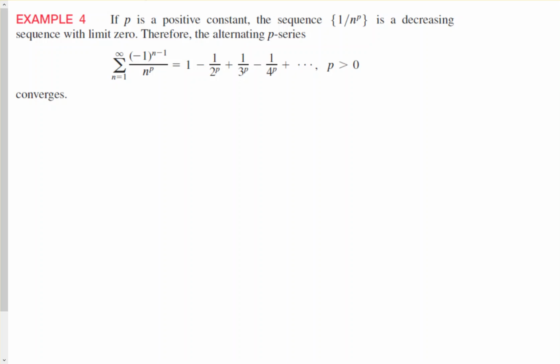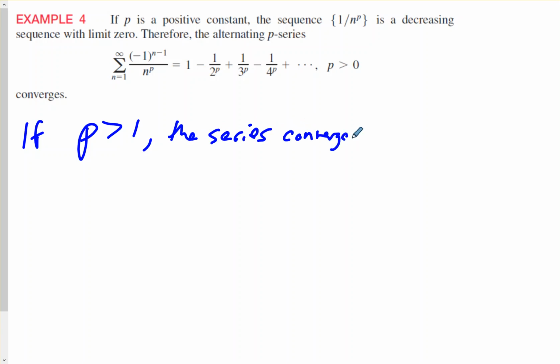Okay, example 4. If p is a positive constant, then the sequence 1/n to the p is a decreasing sequence with limit 0. Therefore, the alternating p series, when p is greater than 0, converges. So, when p is greater than 1, we say that the series converges absolutely. And it's an ordinary p series.